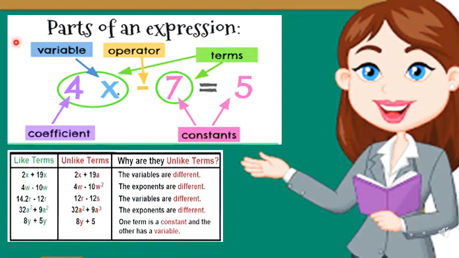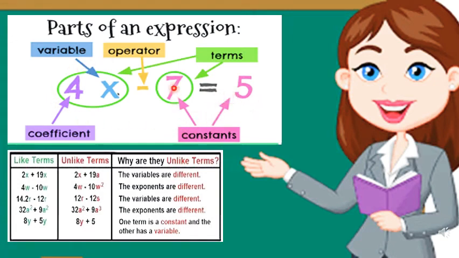So all of you know what are the parts of an algebraic expression. You will be having variable, operator, terms, coefficients and constants. Basically the terms, if the terms are connected using a sign, then the sign is called as an operator, and if the variable is multiplied with any number, that number is called as a numerical coefficient. And if two algebraic expressions are equated, then it becomes an equation.